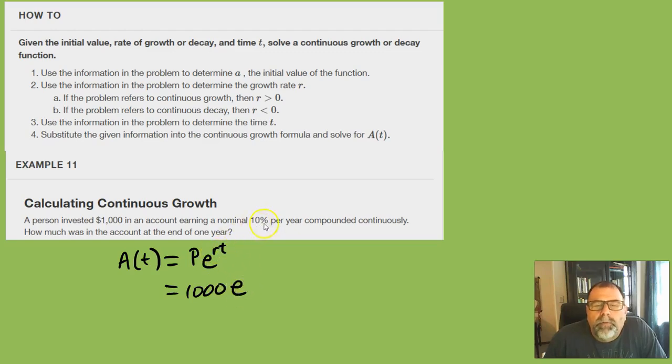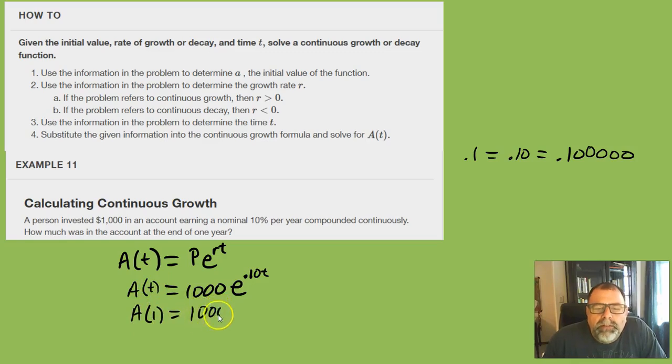R is your growth rate per year. So 10%, 0.1 or 0.10, same thing. You should understand that. A lot of people get confused, right? You can add as many zeros as you want at the end of a decimal number. That's all the same thing. T. Okay, now how much is in the account at the end of year 1? So we're going to plug in 1 for T. So it'll be 1,000 e to the 0.10 times 1, which is just 0.10.